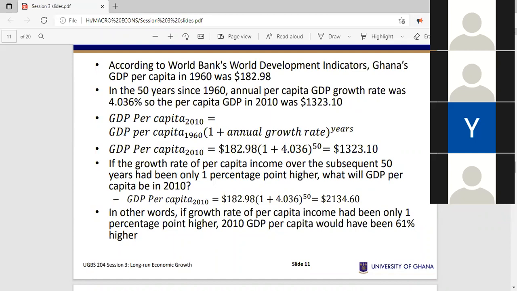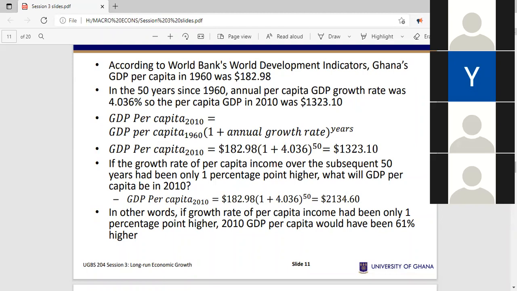Now, we are going to learn how we use economic growth to project the GDP for the future. Let's look at a simple scenario. According to the World Bank's World Development Indicators, Ghana's GDP per capita in 1960 was 180.98. In 1960, Ghana and Korea had the same GDP, and we are wondering why Korea is now far better than Ghana. We will get to understand all those things after the end of this lecture.